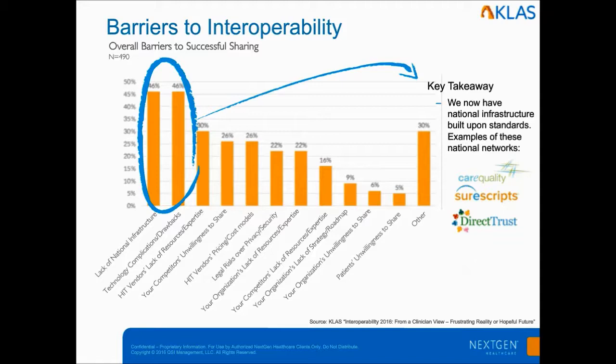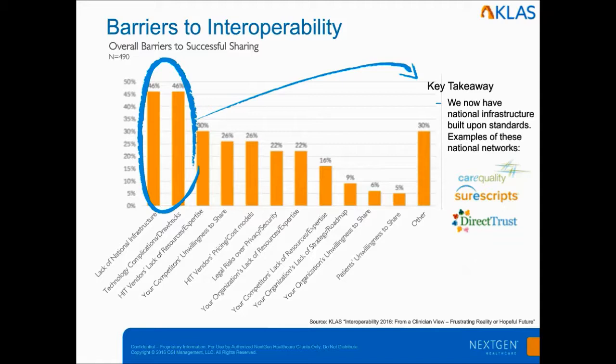And it's built on published standards that have been widely adopted. There are other examples, including Direct Trust, that have provided that same type of national infrastructure. But there are other things that you can glean by looking at this class report.